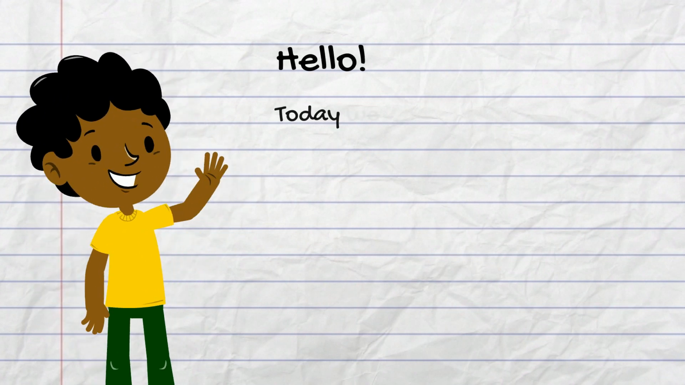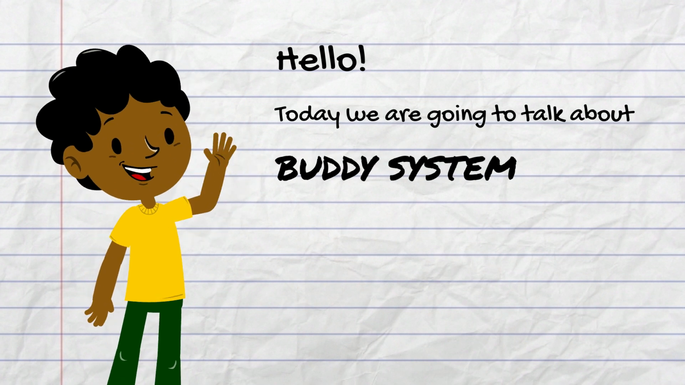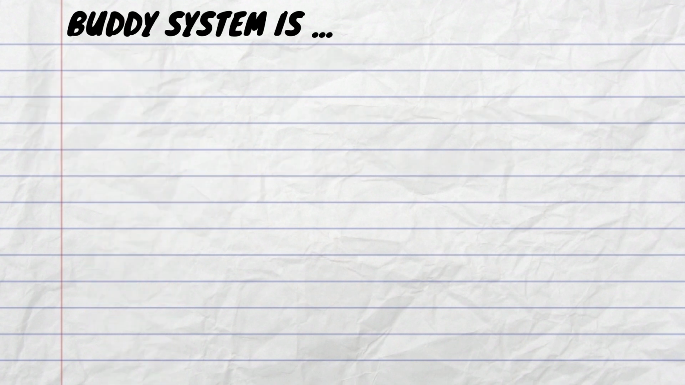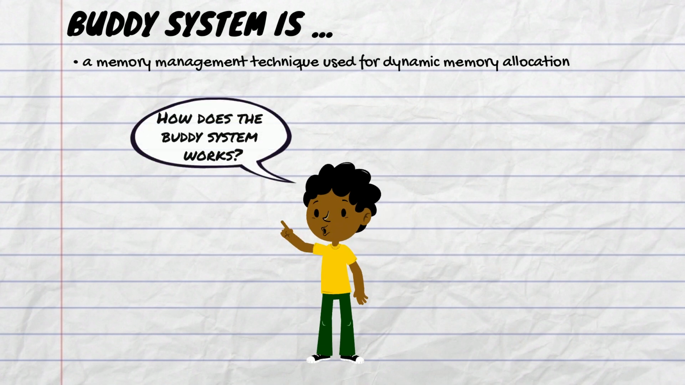Hello. Today we are going to explain the buddy system. So, basically, the buddy system is a memory allocation and management technique that is used to allocate memory dynamically from fixed size partitions. So, how does it work?